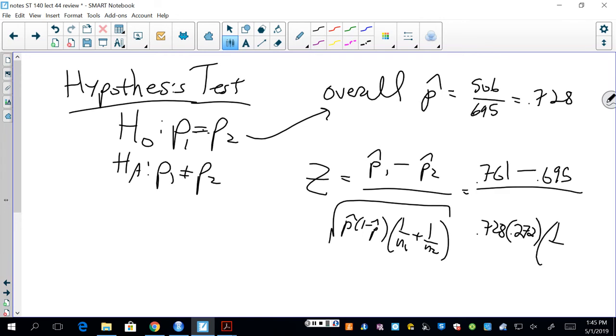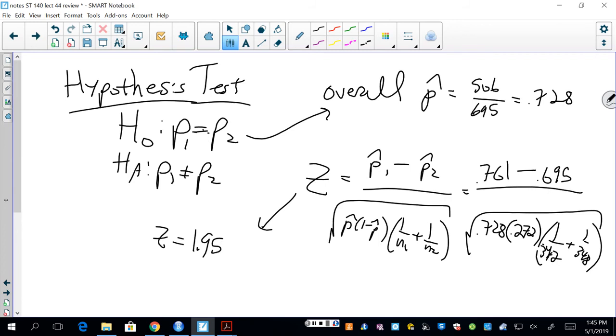And we had pretty decent sample sizes, 347 and 348. We'll copy the number from the table and the square root of all that. Do all that calculation, the z value is 1.95. Pretty close to 1.96.